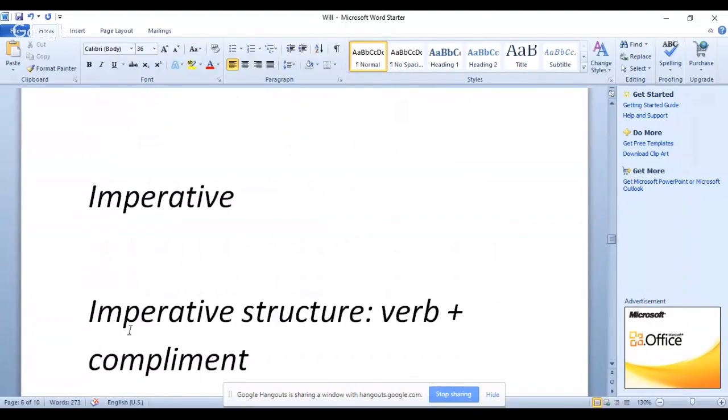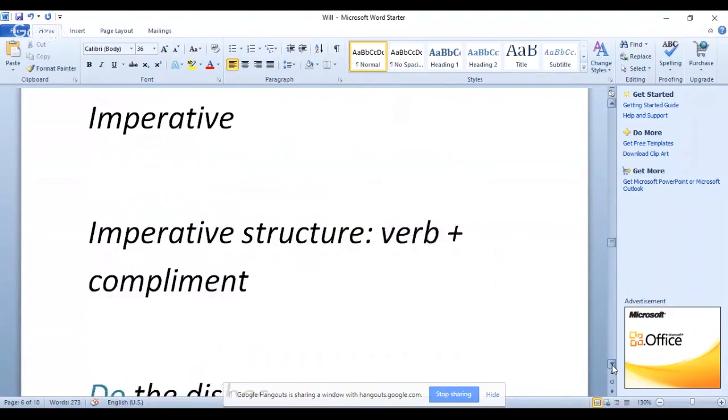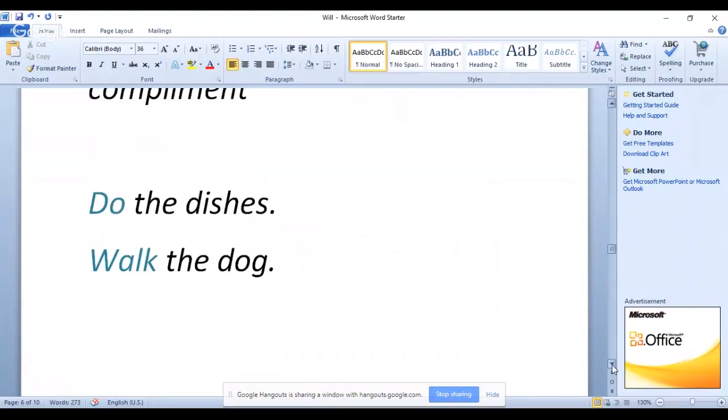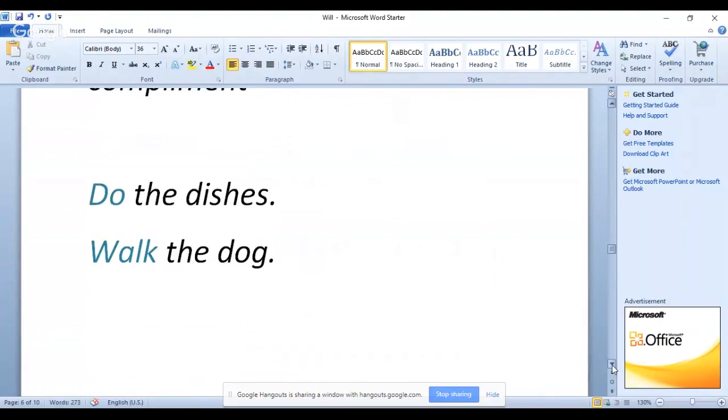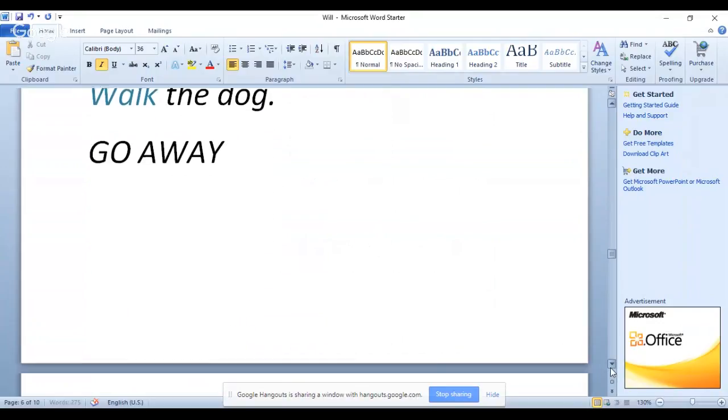So, just like you said, the imperative structure is the verb plus the complement. For example, do the dishes, walk the dog. Or when we say go away, for example, right? Perfect. So that's the name of the verb tense that you just described. That was really good. So moving on.